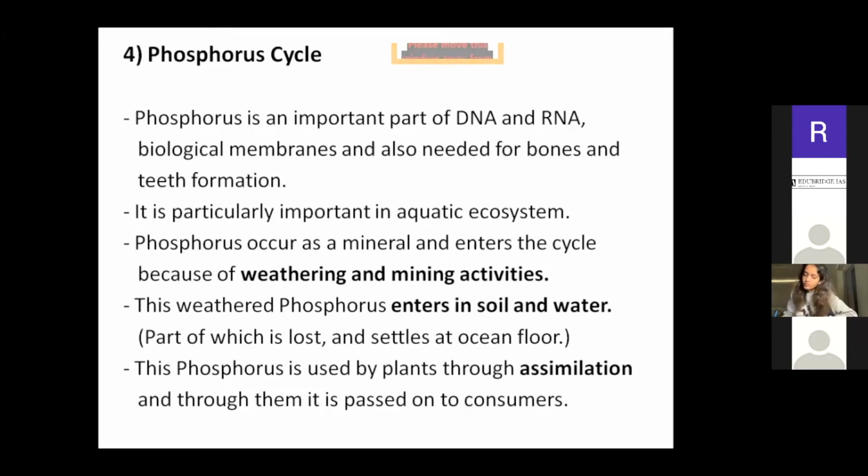Fine. So once weathering happens and once phosphorus enters into soil and water, then it is a very similar process. The plants use this phosphorus through assimilation, and then through plants it is made available to consumers. Fine. And for what purpose is phosphorus used? Phosphorus is an important part of DNA and RNA, biological membranes, and also of bones and teeth.